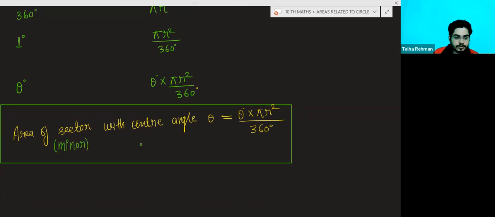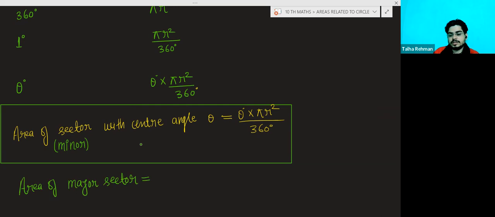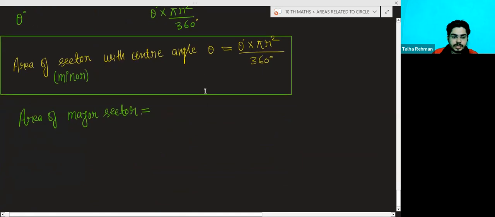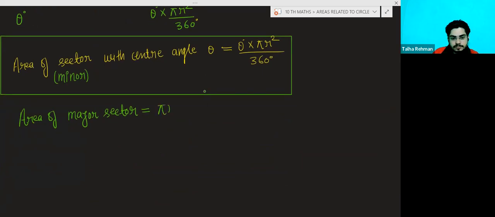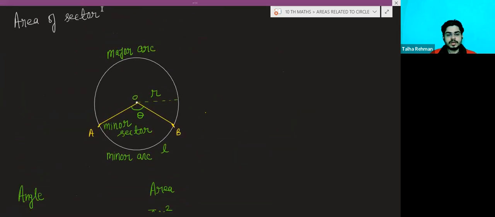Now for the area of the major sector, what will you do? This area is for the minor sector, and the major sector area is this. So you will take the total area of the circle and subtract the area of the minor sector from that, and then you will get the area of the major sector. So area of major sector is equal to pi r square, means area of circle, minus area of minor sector. So keep in mind this thing. Write down.